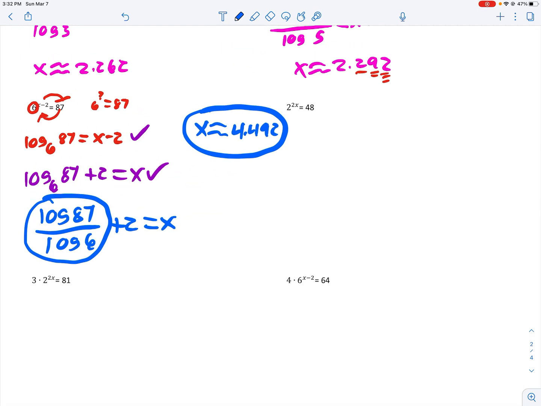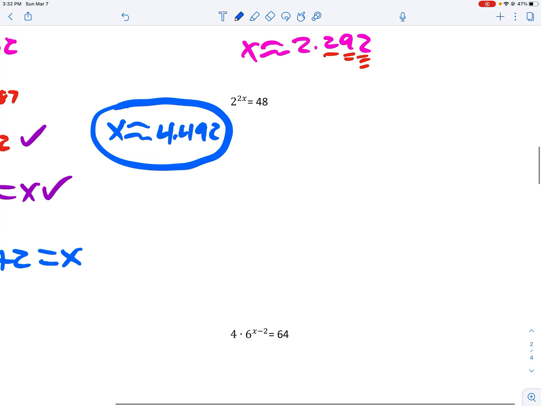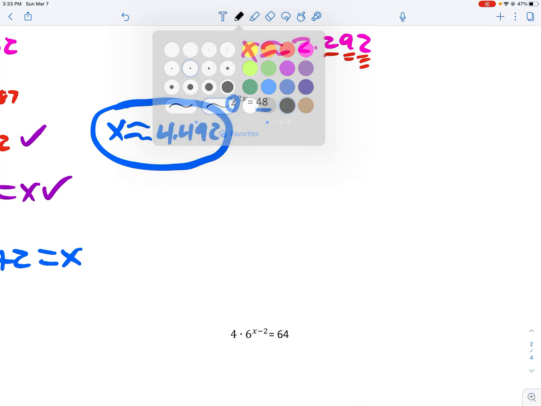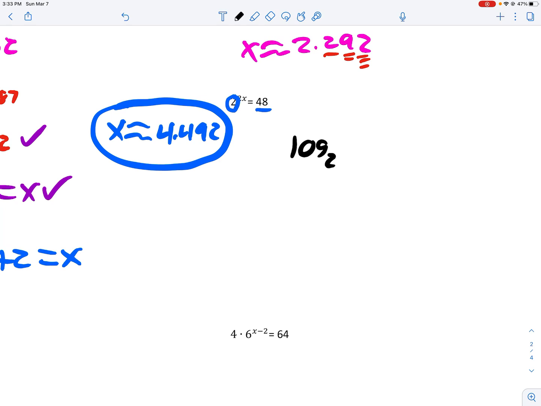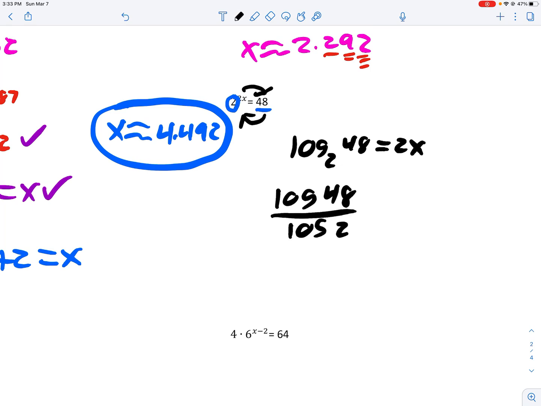Okay, next example. Same idea. I can't rewrite 48 as a power of 2. So I'm going to change it into log. So again, the 2 is your base. So this is going to be log base 2, and the 48 and the 2x are going to switch spots. So log base 2 of 48 equals 2x. So I'm going to change this into base 10, right? Log of 48 divided by log of 2 equals 2x.